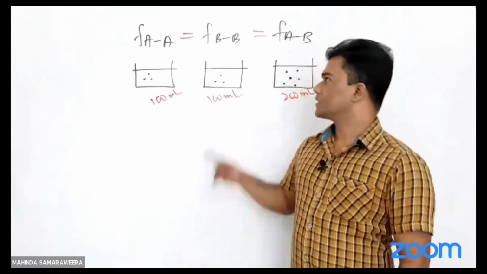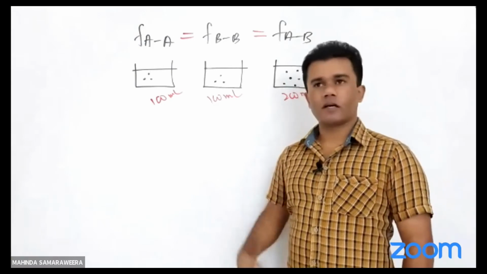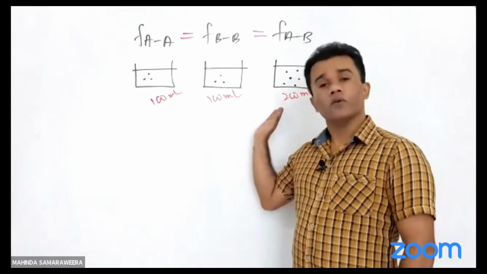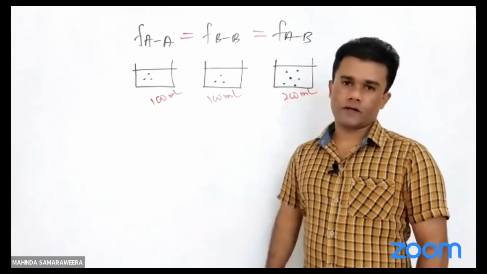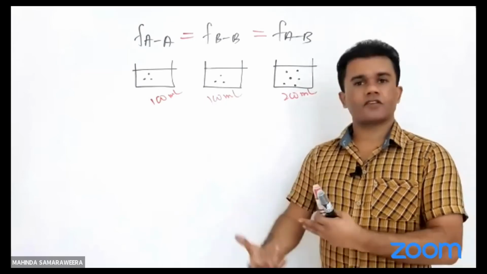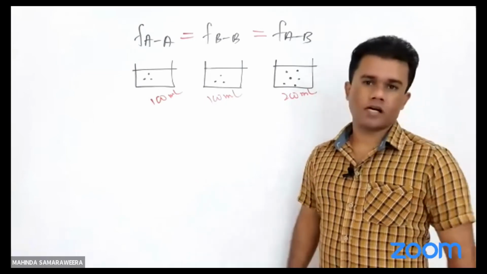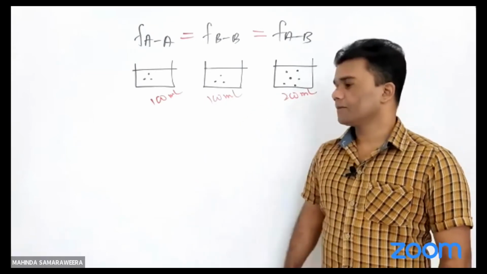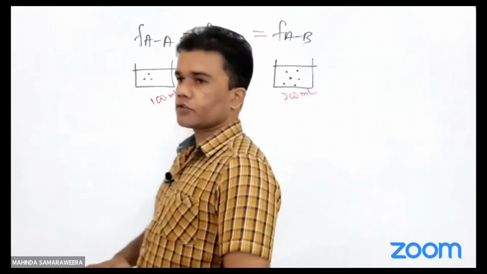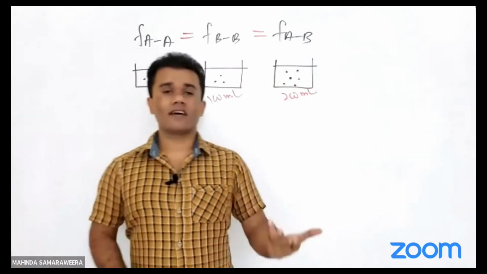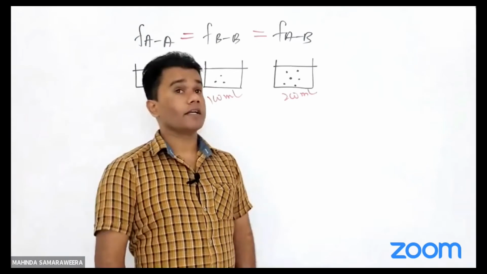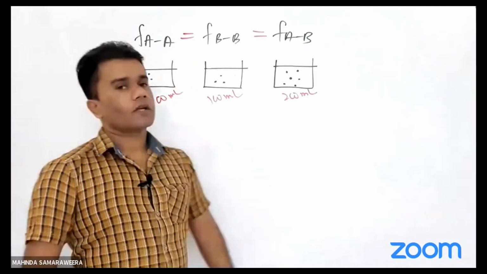In non-ideal, it's not 200 actually. I'll show you. In some cases, it's greater than 200. In some cases, it is less than 200. But in an ideal solution, since the attractions are the same, the distance between particles is the same, and we get exactly what we expect. So likewise, you should know the volume change and the heat change regarding ideal solutions. Let's have a note for that one.